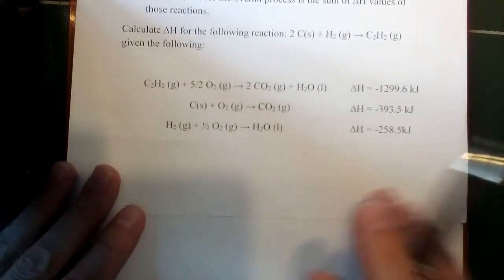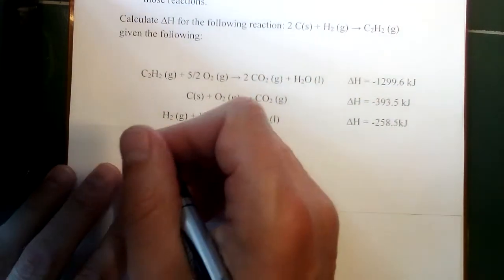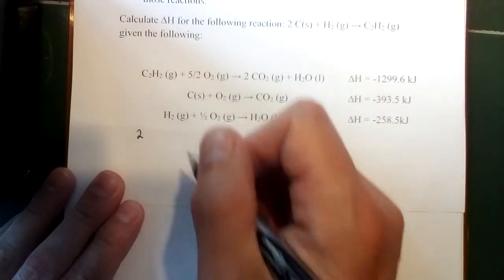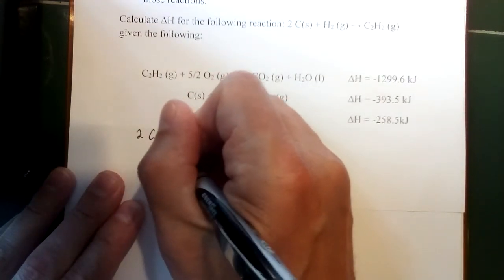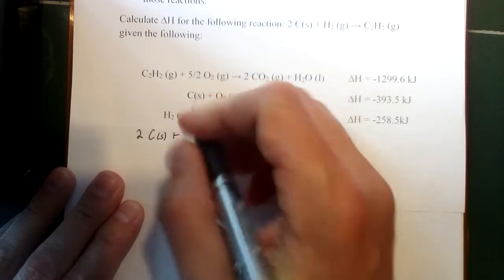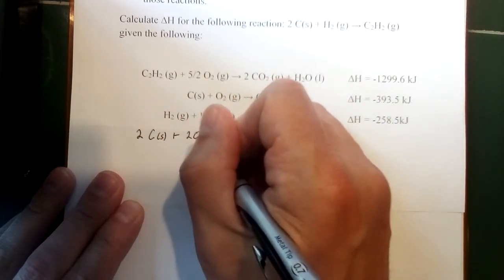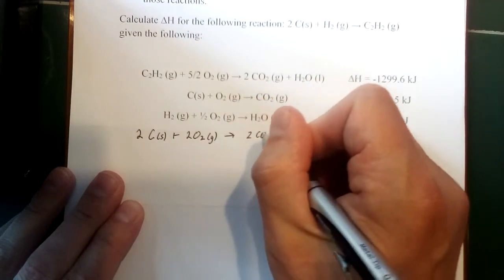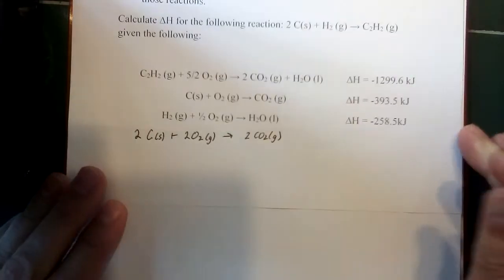So what I'm going to do is just double this equation. So I'm going to rewrite the equations below here. We'll see if I can fit them in. I'm going to double it. If I take 2 carbon atoms, double the amount of oxygen, that could react with 2 oxygens, and that could make 2 carbon dioxides. Right?